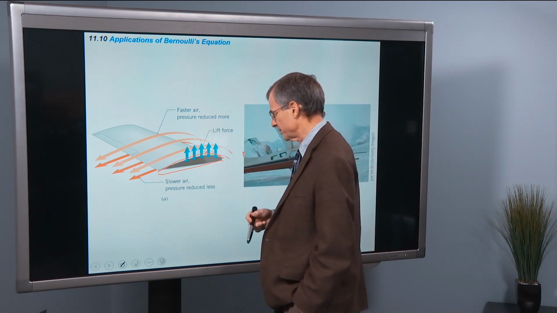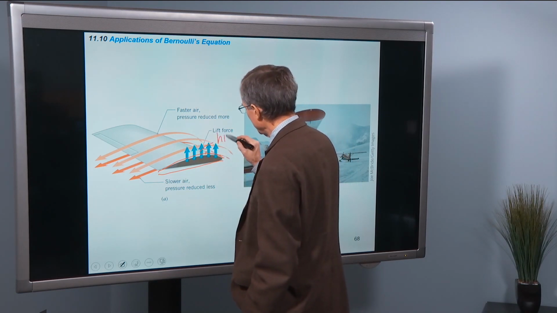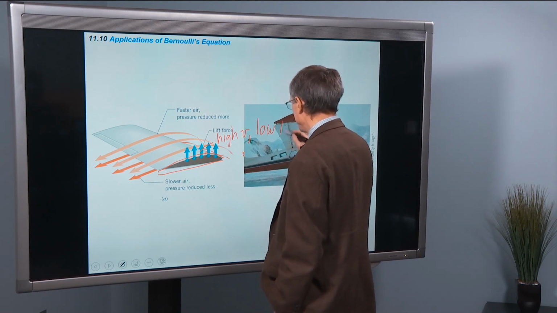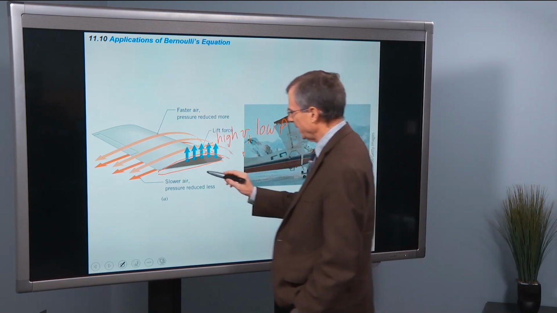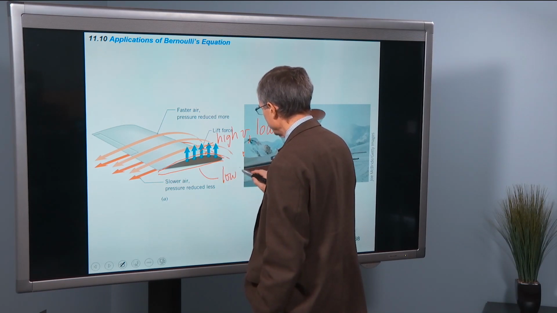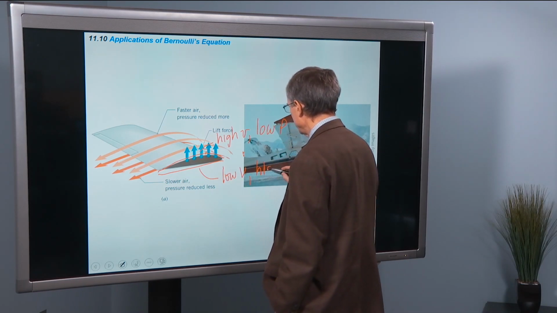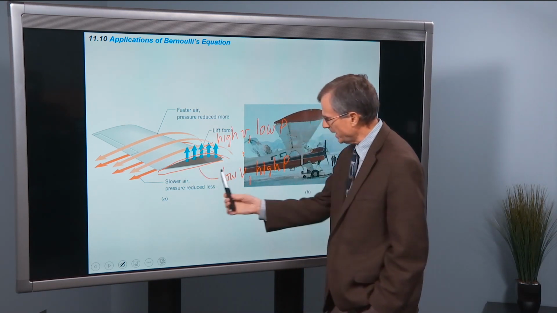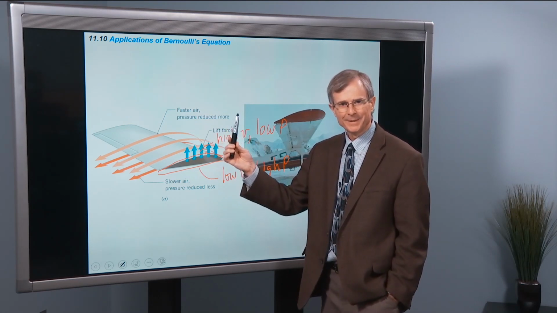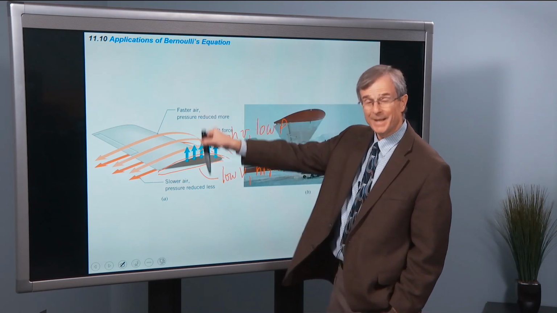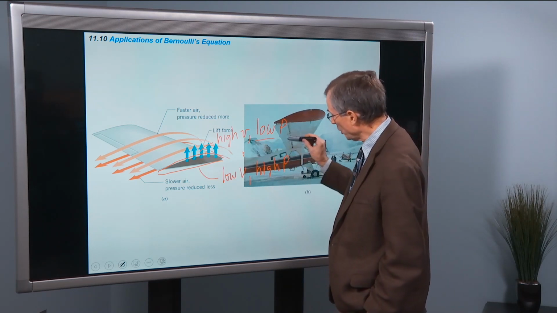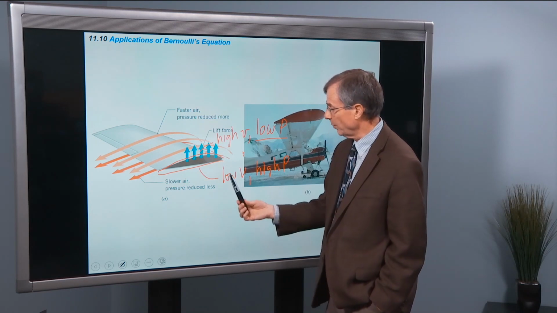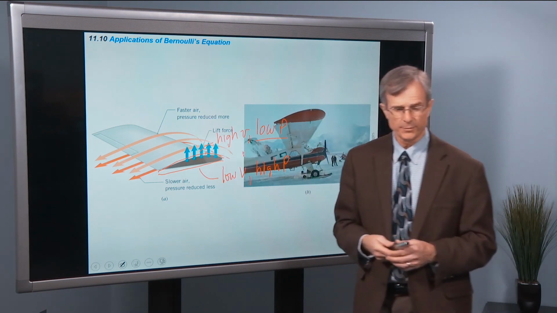If he's traveling faster, that's a high velocity, and the pressure must therefore be lower by Bernoulli's principle. And down here, we have a low velocity and a high pressure. So what that says is there's a higher pressure pushing up on the wing than there is pushing down on the wing. This is a low pressure pushing down and a high pressure pushing up. Which one wins? Well, the one that's pushing up. That's what provides the lift for the wing.